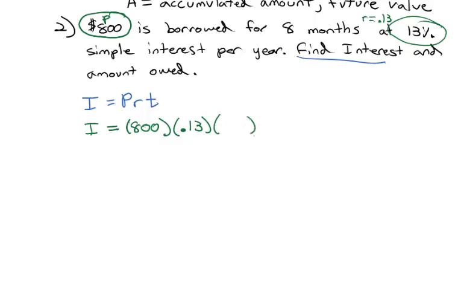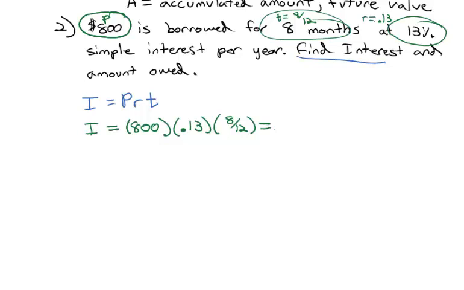Times T. T is the time of 8 months. But remember, time has to always be in years. So what we're going to use for time is 8 divided by the number of months in a year, which is 12. So we're going to use 8/12. And we can type that into our calculator, 800 times 0.13 times 8/12.